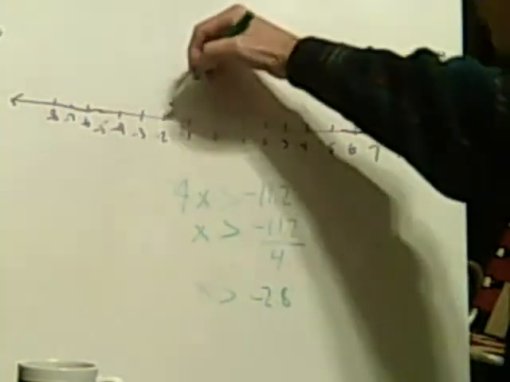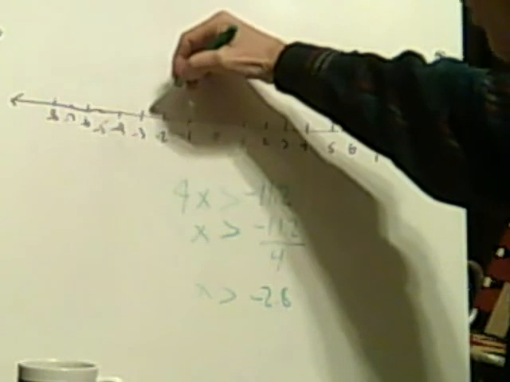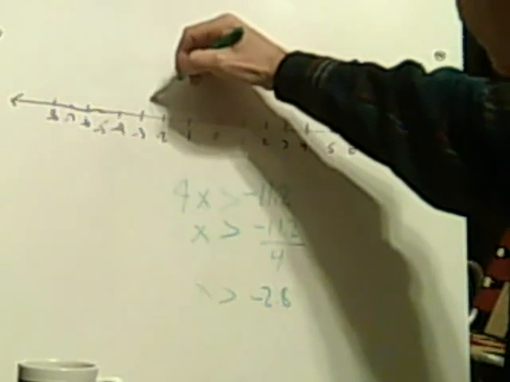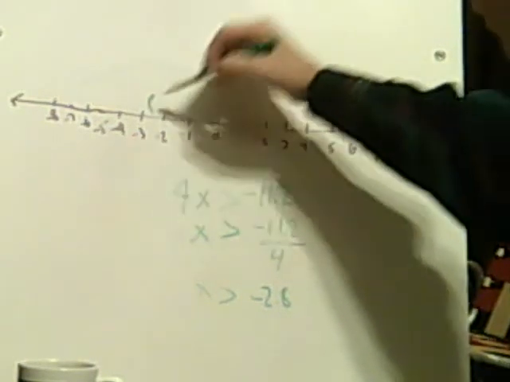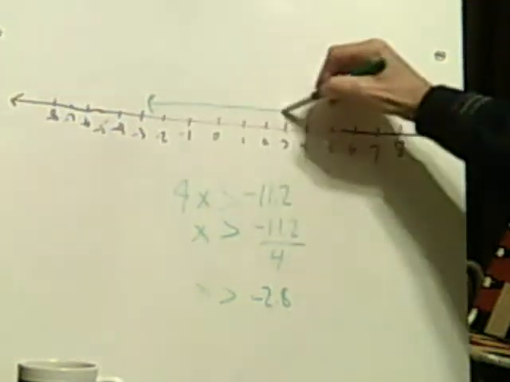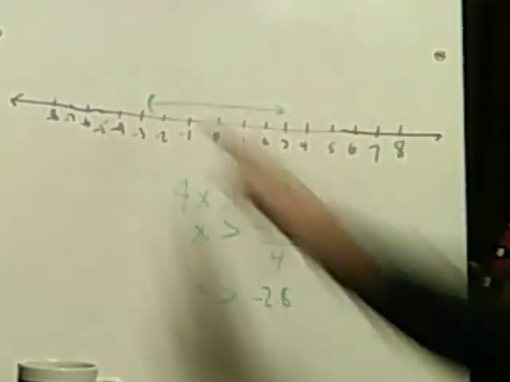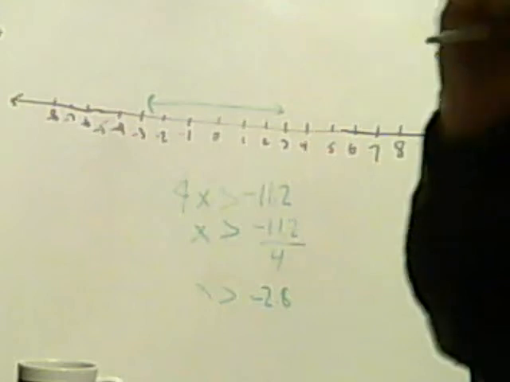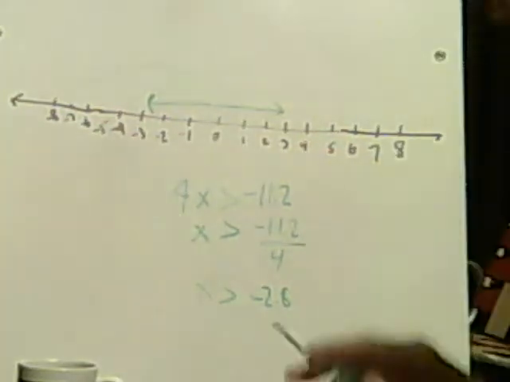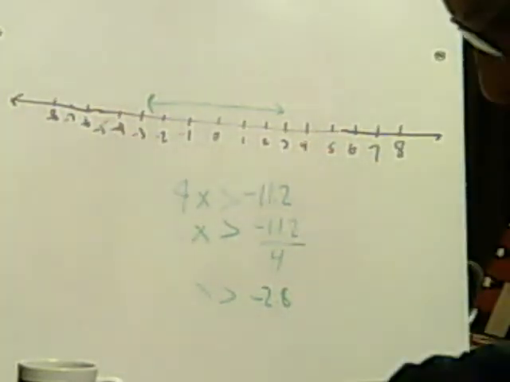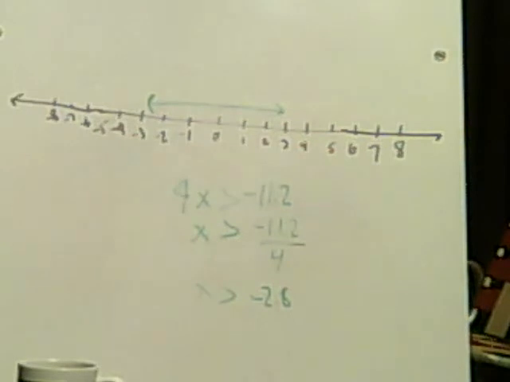So greater than means it's going to go to the right. Negative 2.8 is approximately right there. It's not greater than or equal to. It's just greater than. So it's an open interval. It's an open on the left side there. That's number 20.